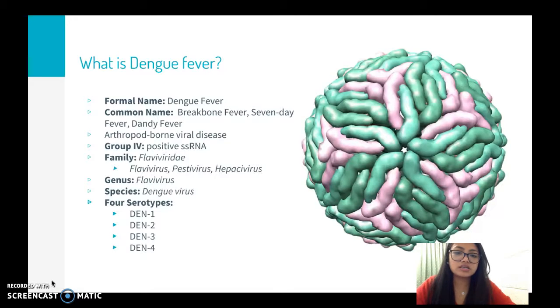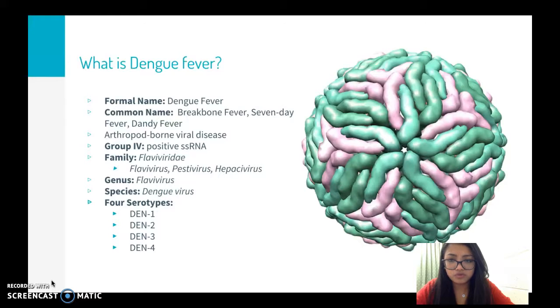So what is dengue fever? Dengue is an acute febrile disease caused by a mosquito-borne virus consisting of 4 serotypes. All 4 serotypes emerged from sylvatic strains in the forest of Southeast Asia. Formal name is dengue fever. Common name is breakbone fever because of the intense bone and joint pain that accompanies the disease. 7-day fever, since the symptoms usually persist for around a 7-day period. It was known amongst the West Indian black slaves as dengue fever in 1827.